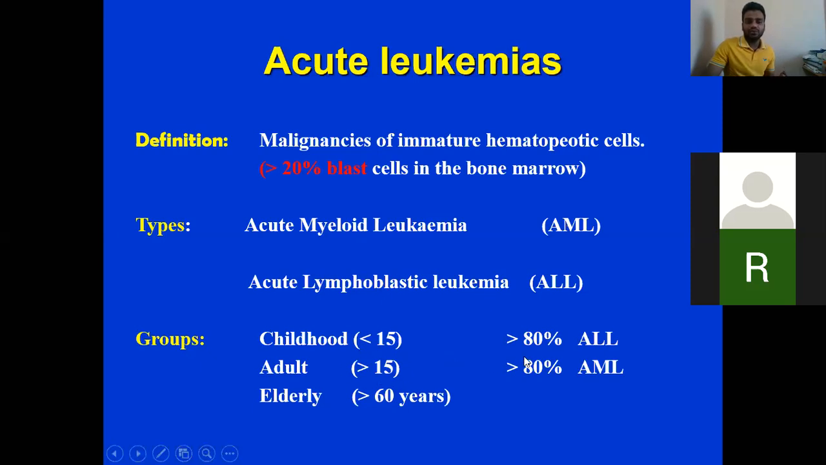If you see the age group, in patients with less than 15 years of age, that means generally children, they are going to mostly suffer from this. Almost more than 80% of the patients in childhood, less than 15 years of age, suffer from acute lymphoblastic leukemia, that is lymphoid lineage. But in case of adults and the elderly, more than 80% of them suffer from myeloid cell lineage, or acute myeloid leukemia. Is that clear?